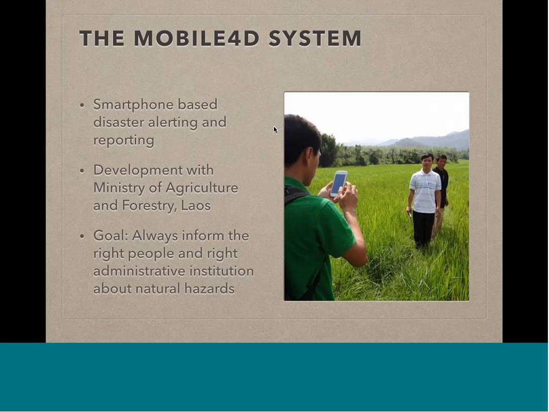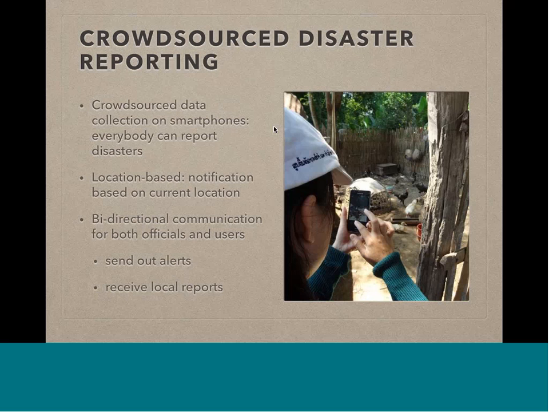The goal of Mobile 4D in one sentence is to always inform the right people and the right administrative institution about a natural hazard that can occur, and we are targeting smaller scale hazards, like human diseases and animal diseases, or also plant diseases or floodings. So things that are not as big as earthquakes, but that occur on the local level and might be overlooked. And people have the opportunity to report all these hazards to the administration by making a very short report on their smartphones. So everyone can report, that's the idea.